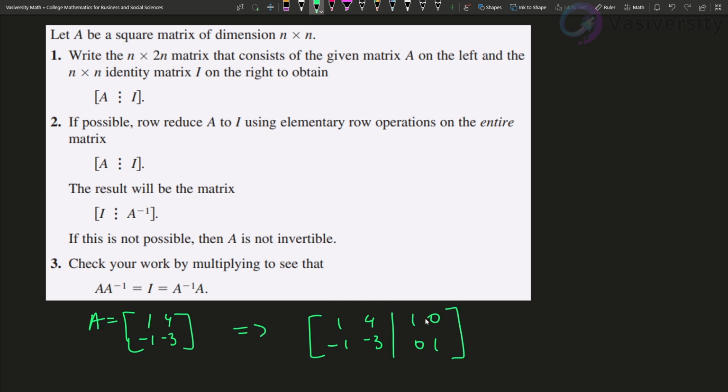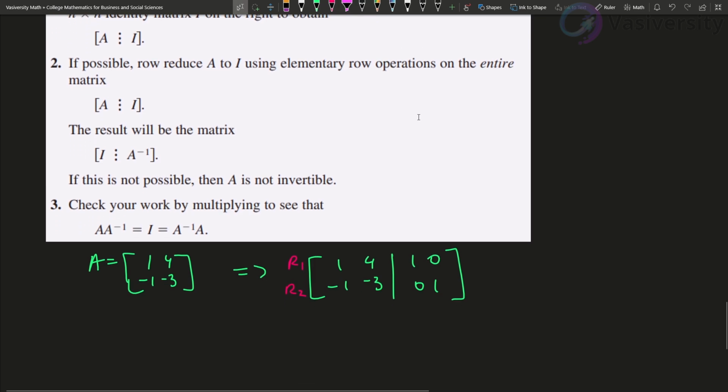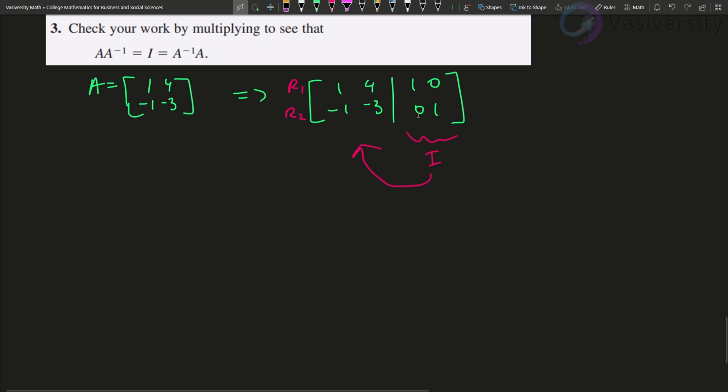Our goal is to perform row operations such that we move the identity matrix, because the right-hand side here is actually the identity matrix, over to the left. Okay, so let's take a look. The first step here is to add row 1 plus row 2 and change row 2.